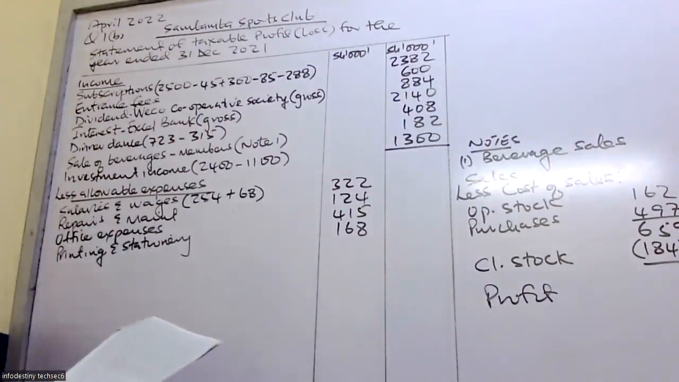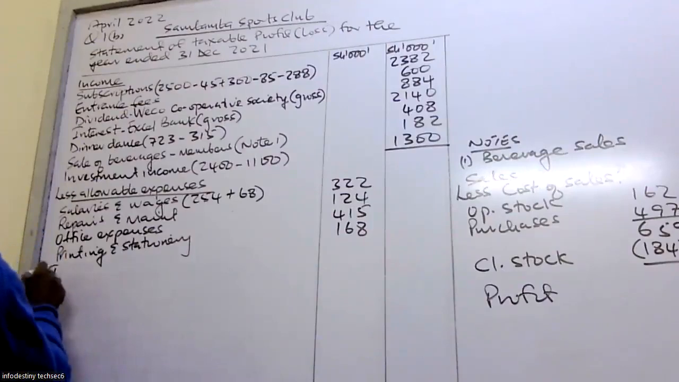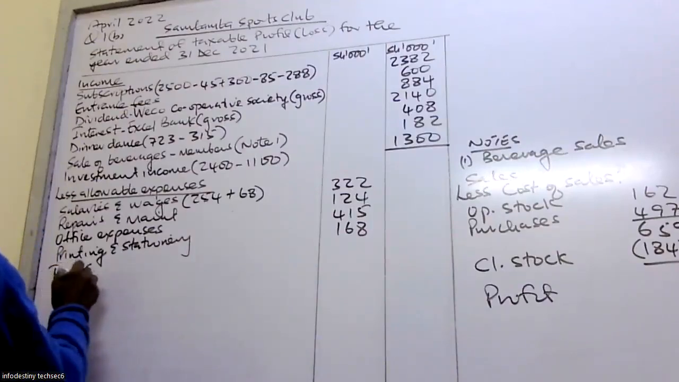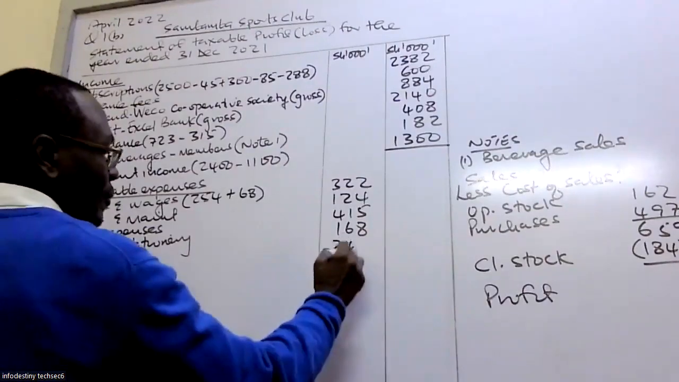Legal fee on acquisition of investment is a capital cost. It is supposed to be added on the cost of investment, the one you see in note 2. Investment at cost, you're supposed to add there legal fee on acquisition of investment, and it goes to the statement of financial position because it's capital in nature. We're going to put transport. So transport cost is 248.